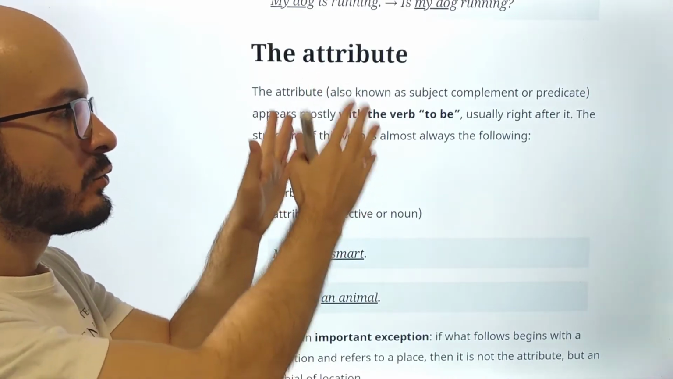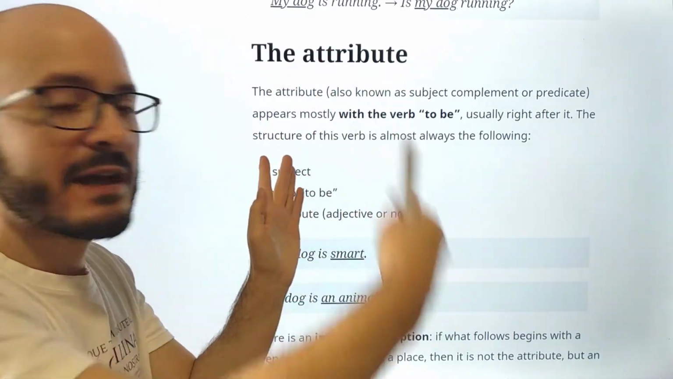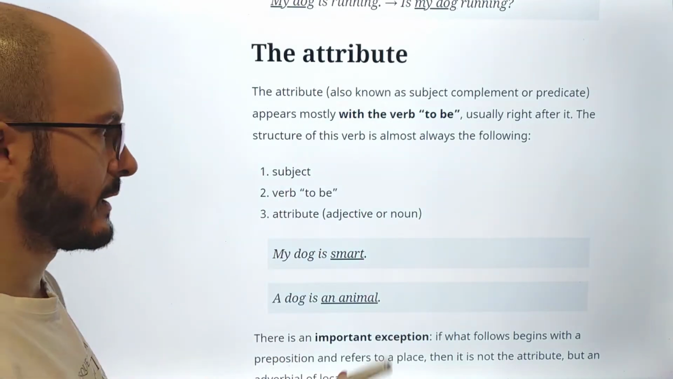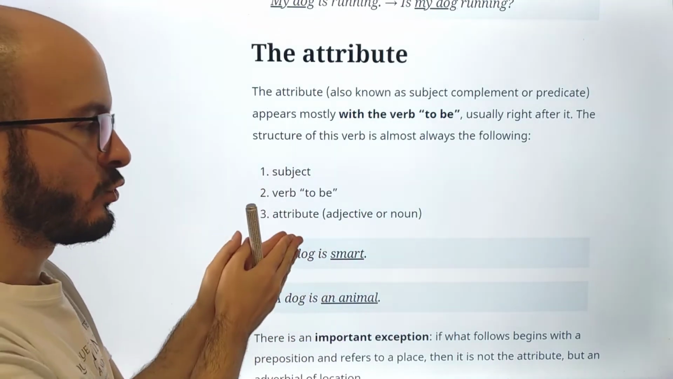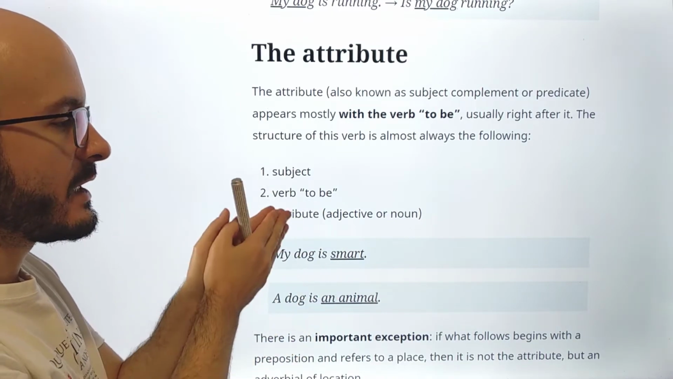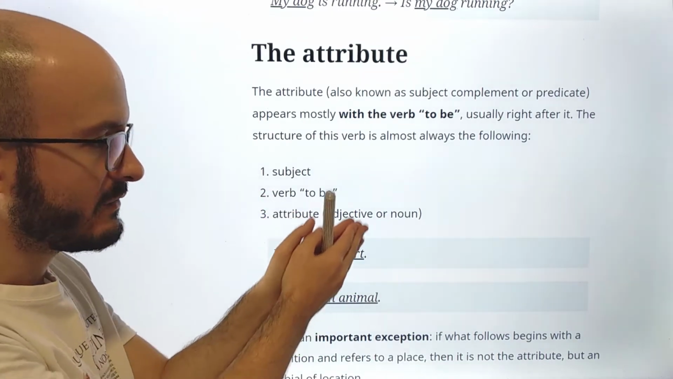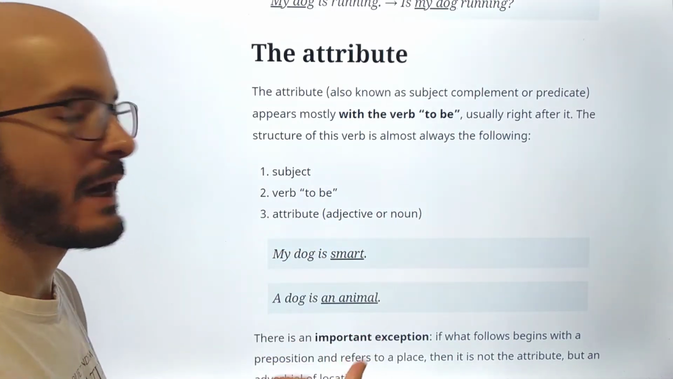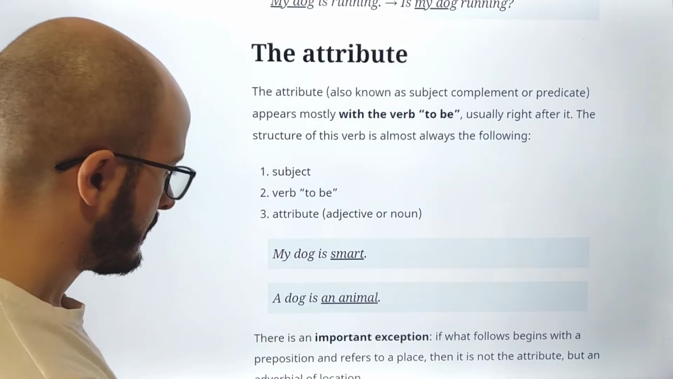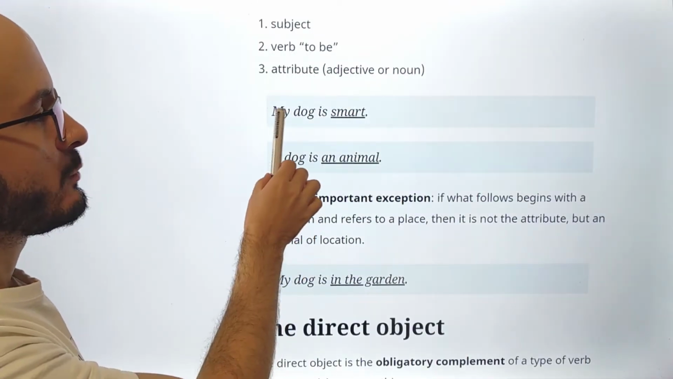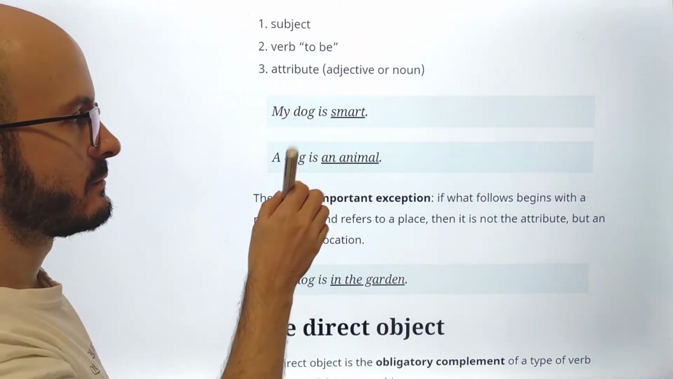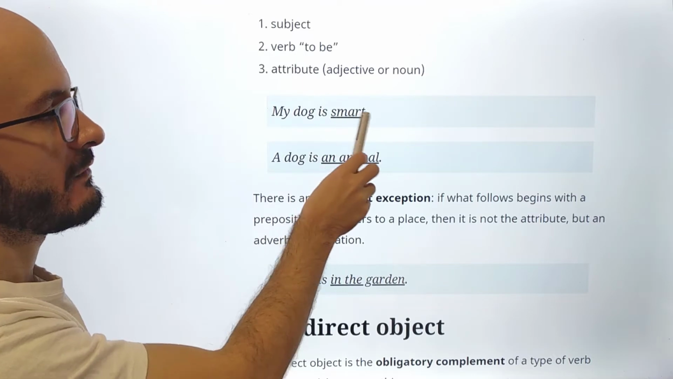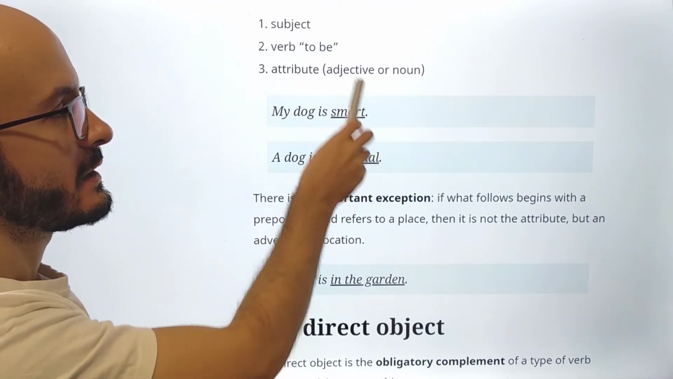The attribute appears with the verb to be, usually right after it. The structure is almost always the following. First, we have the subject, then we have the verb to be, and then we have the attribute, whether it is an adjective or a noun. So the attribute can be an adjective or a noun or a pronoun. So, for example, here we have, my dog is smart. Of course, my dog is the subject, then we have the verb to be, and then we have the attribute. The attribute here is an adjective.